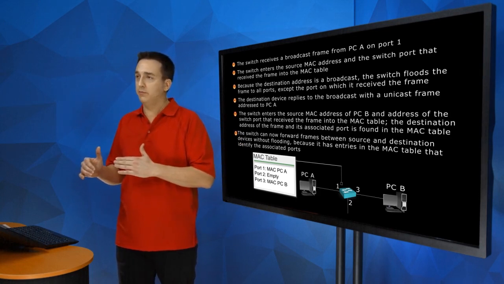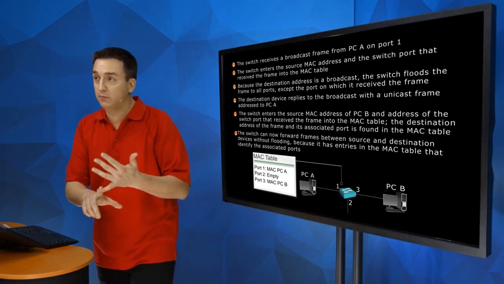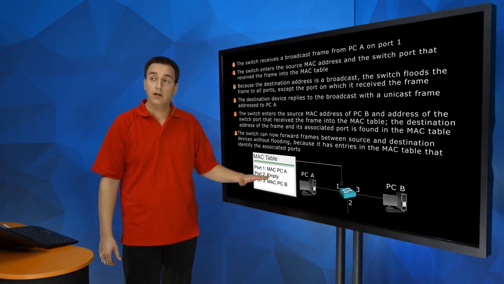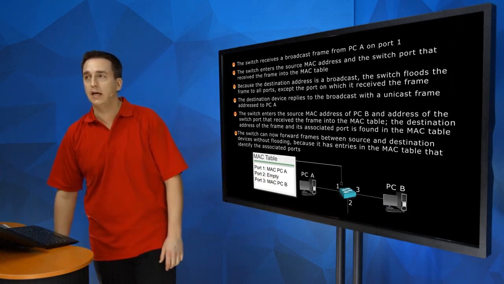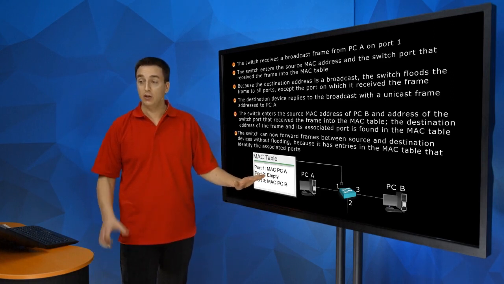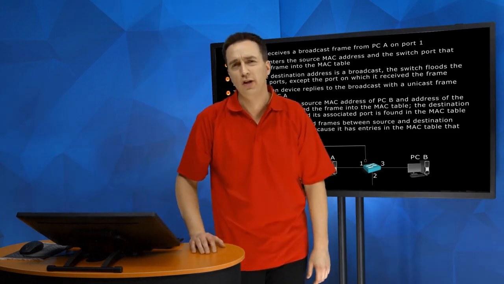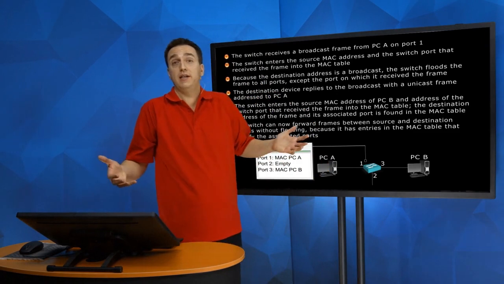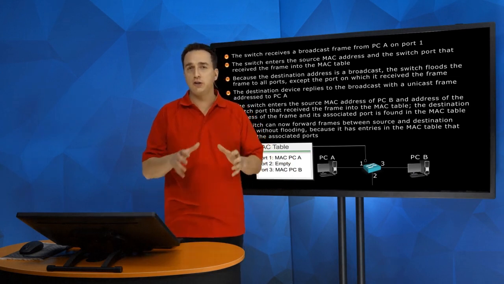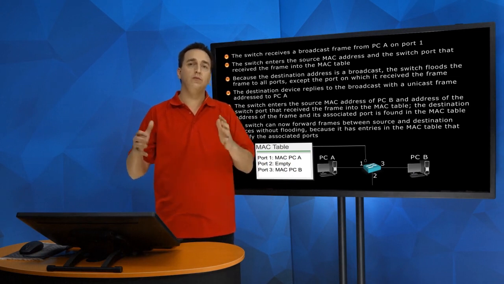So switches aren't going to drop frames unless they're explicitly told to. By design, broadcast frames are flooded out all ports except the port they came in on. Unicast frames that we have a specific entry for in our MAC address table get forwarded out that port exactly. A unicast frame that does not have an entry in the MAC address table, so the destination MAC address in the frame is not in our table, then we flood it out all ports except the port it came in on. Those are called unknown unicast frames. I don't know the destination MAC address. It's unknown. Flooded out all ports except the port it came in on. I want you to know those three. Very, very important to understand what the switch is going to do based on the types of frames that it receives.